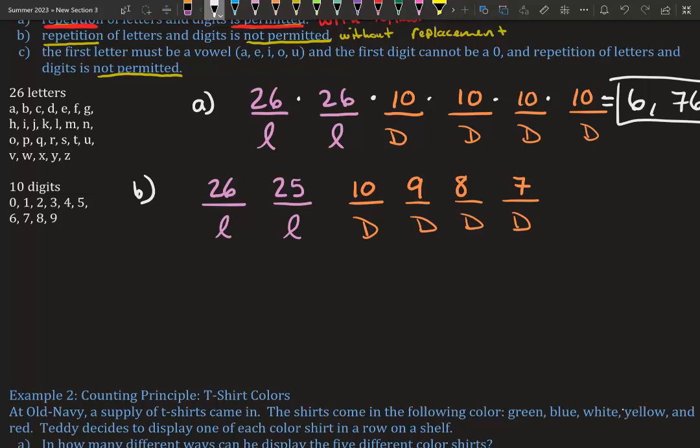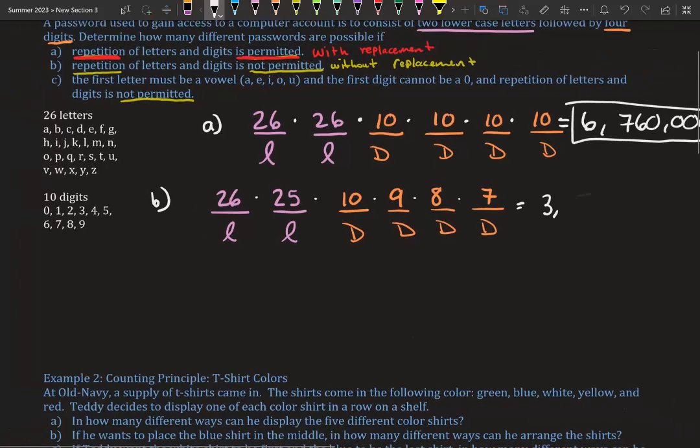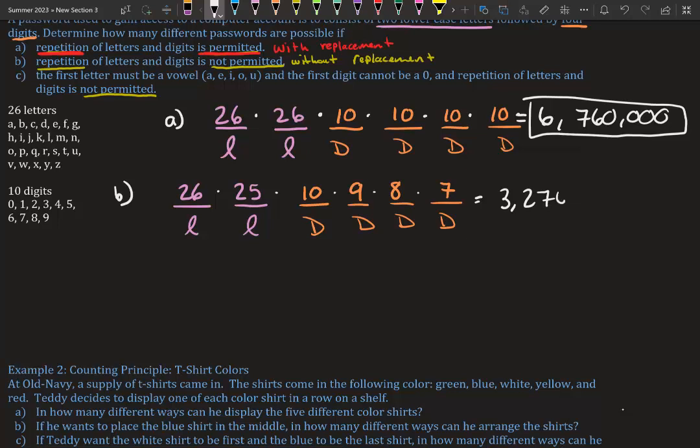We're multiplying here. So 26 times 25 times 10 times 9 times 8 times 7, we get 3,276,000 different passwords. So remember, without replacement, from one pick to the next, you're always going down in value because you're changing the group of things you can pick from.